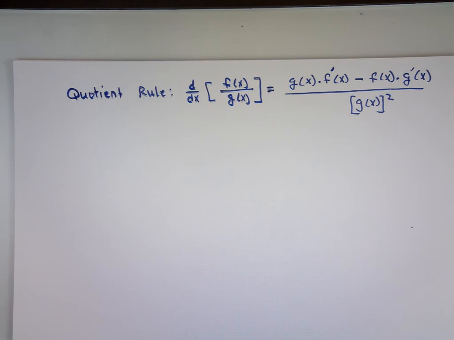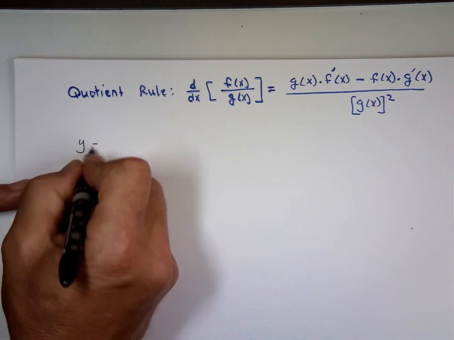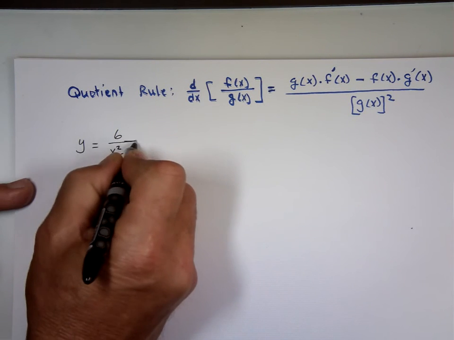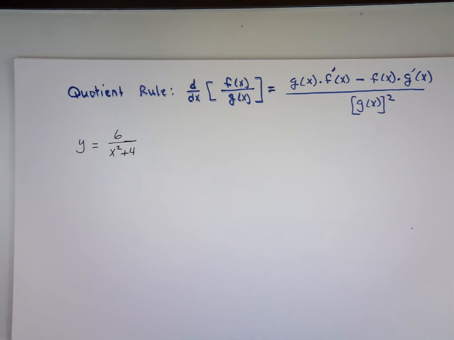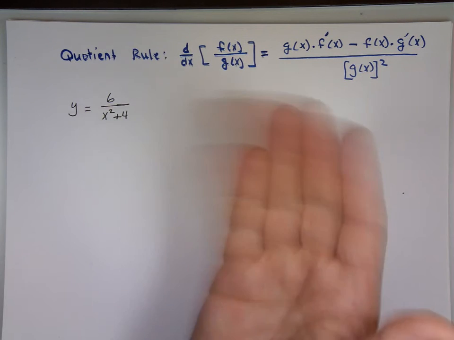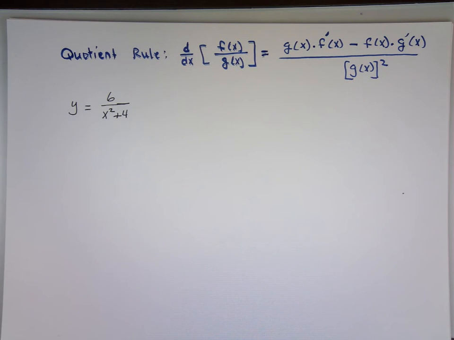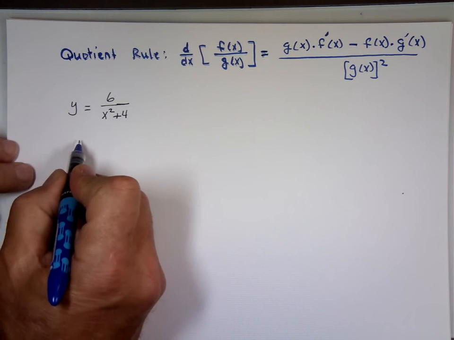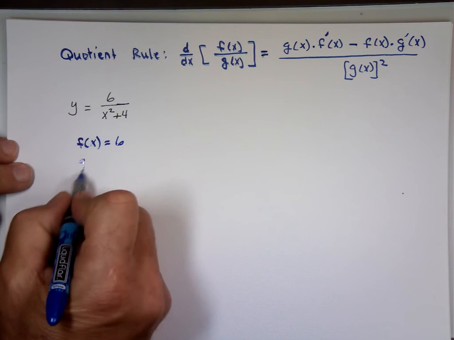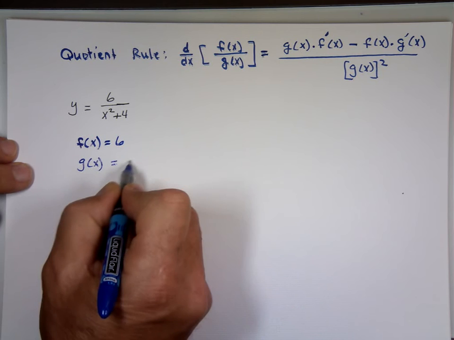Now, one of the questions on section 3.1, the homework, you had a problem like this, and we ask you for the derivative. Well, to find the derivative of that, you got to use either the four-step process or you can use the shortcut now. And if I want to use the shortcut, I'm going to identify the pieces. The top is f, so f of x equals 6. The bottom is equal to what? x squared plus 4.